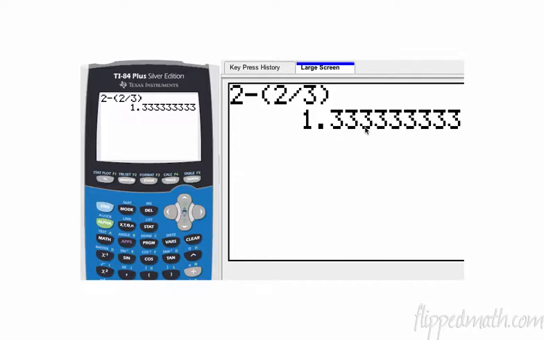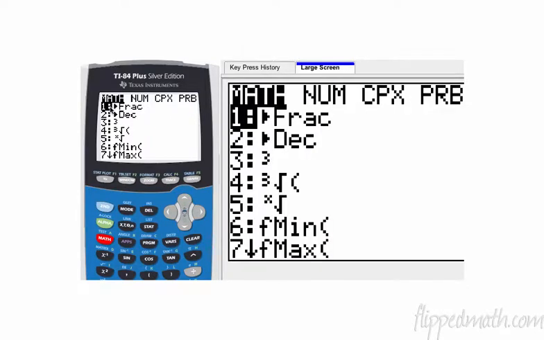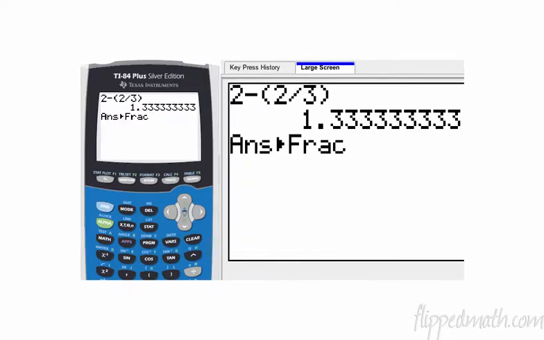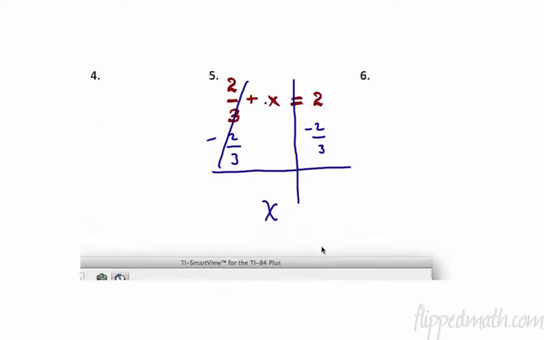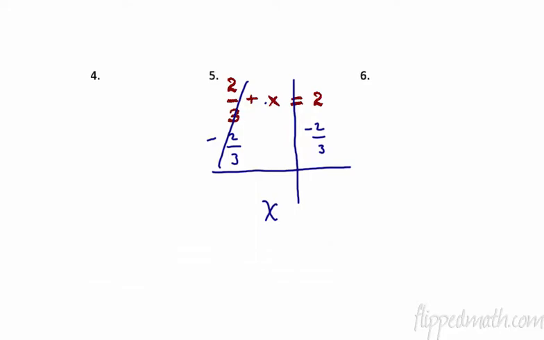All right, so that's 1.33333, but if they're giving you questions that have fractions in them, you should give them their answer with fractions. So I'm going to show you, if you go over here to the math button, and then number 1 says put my answer into a fraction, it'll take that 1.33333 and write it for you as a fraction. And this says 4/3. So 2 minus 2/3 is 4/3.